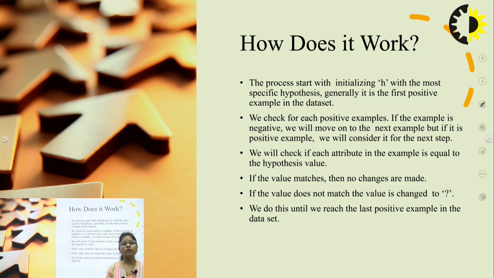We check if each attribute in the example is equal to the hypothesis value. If the value matches, then no changes are made. If the value does not match, then we change it to a question mark. The question mark is called the general hypothesis. We do this until we reach the last positive example in the dataset.